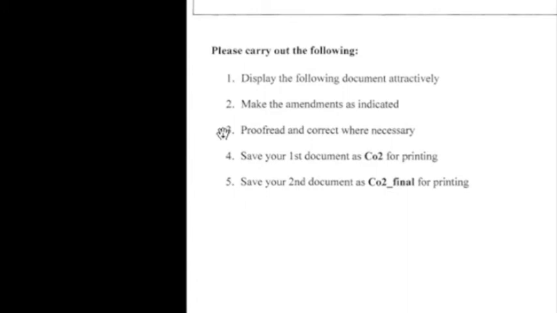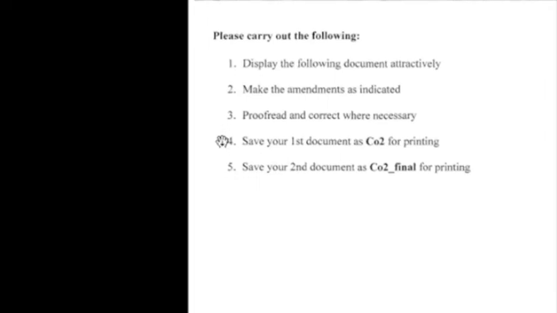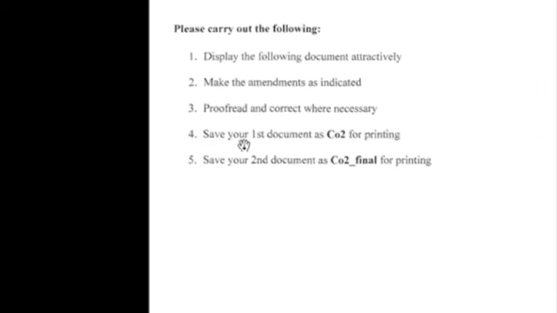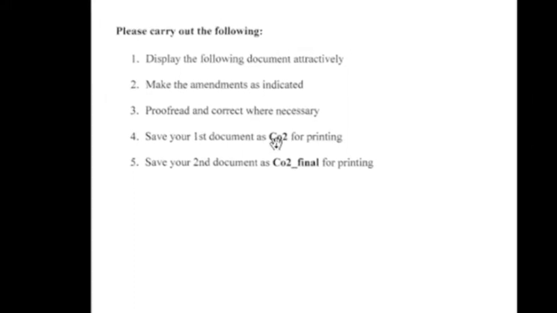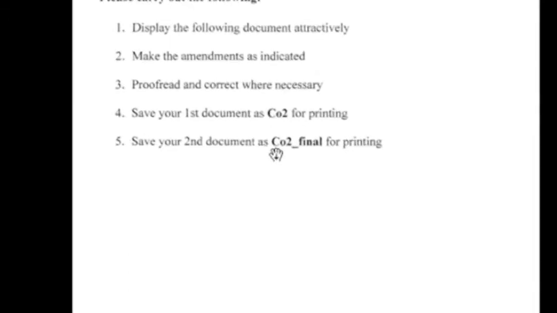Proofreading should be done as you go along because the spell checker should identify any misspellings as you go along. It's important to realise in this assignment that there's 2 documents to save, 2 different versions of the document, so be aware of that as you go through the assignment itself. Let's move on to the second page here of the assignment and have a look at the document itself.